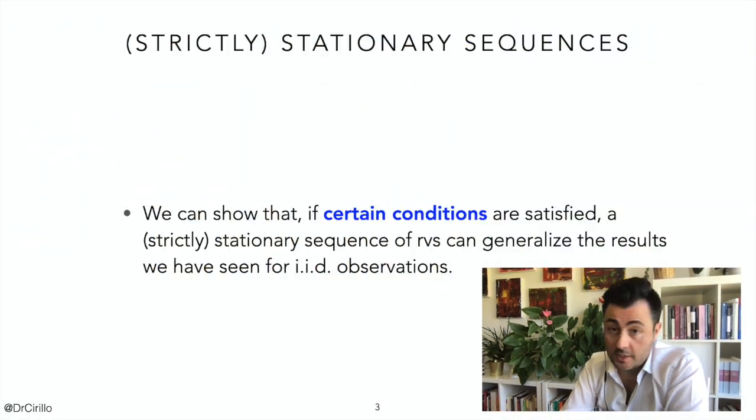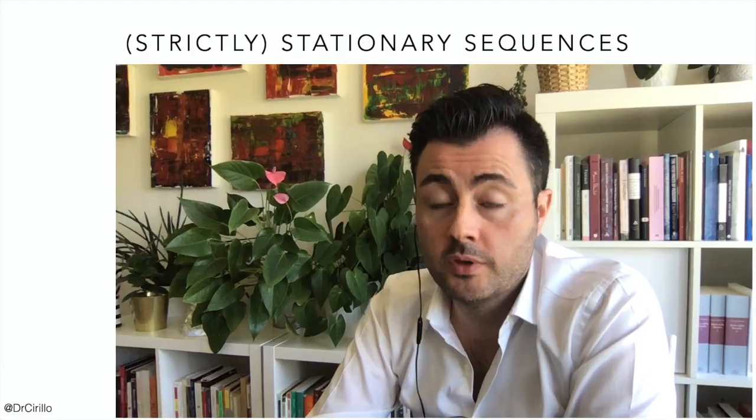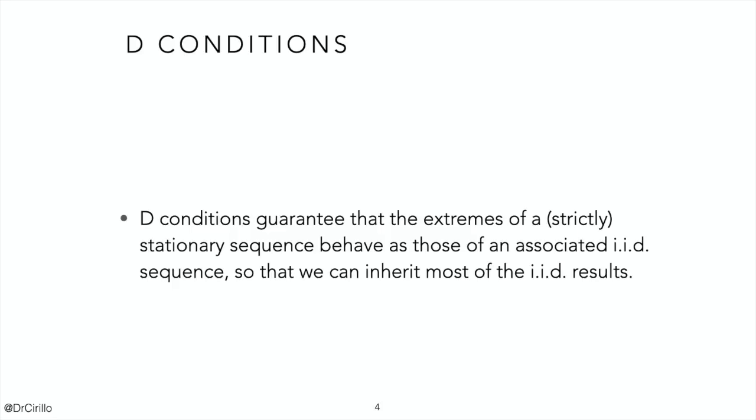So if our observations are not i.i.d., we have no guarantee that the Fisher-Tippett theorem works. So we have no guarantee that if we take the normalized maxima, we can get one of the three extreme value distributions, the Fréchet, the Gumbel, or the Weibull. Luckily for us, there is a way out, so there is a solution to the problem. And this solution requires the imposition of the so-called D conditions.